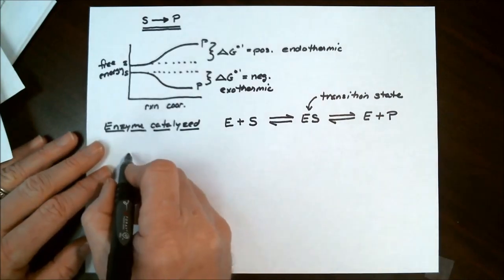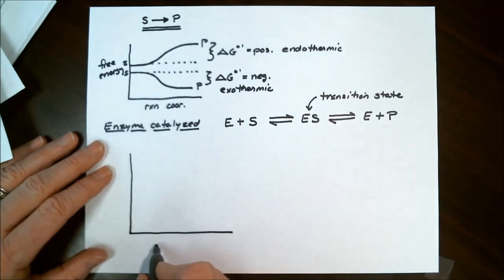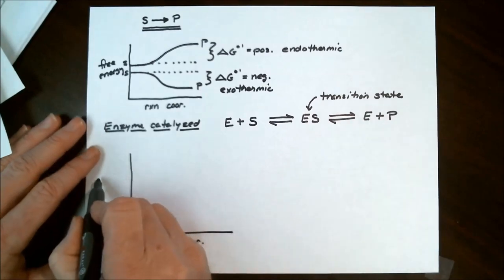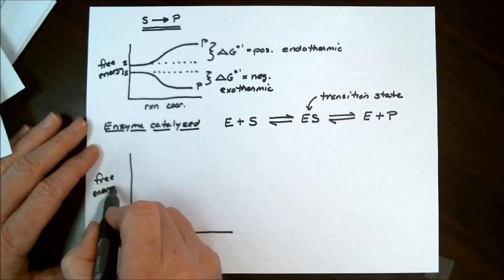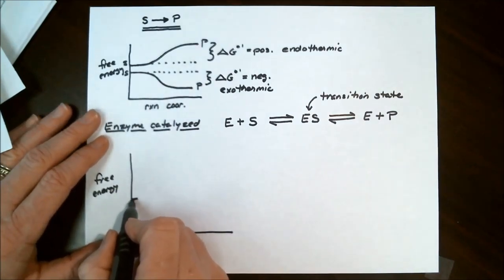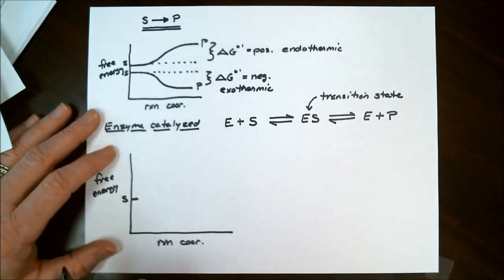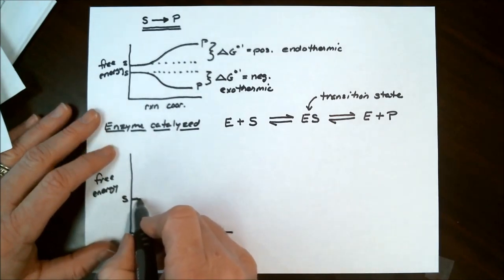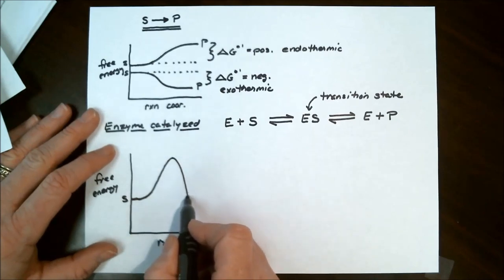Now, if we place this reaction on a graph, as we've seen before, reaction coordinate, free energy change, free energy state, what we can measure is that if this is the free energy of the substrate, typical enzymatic reactions requiring enzymes will look like this.